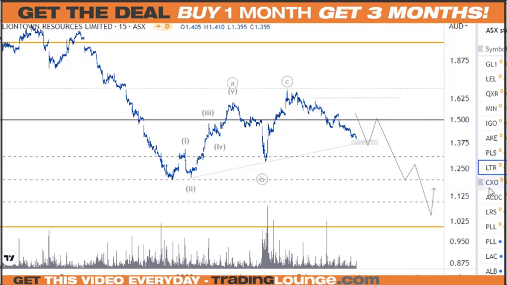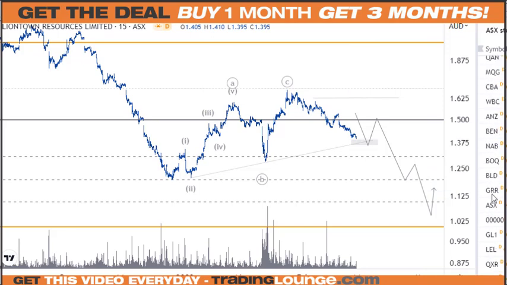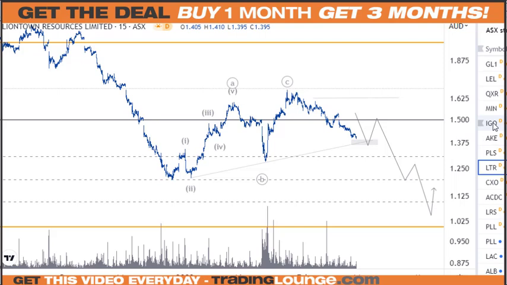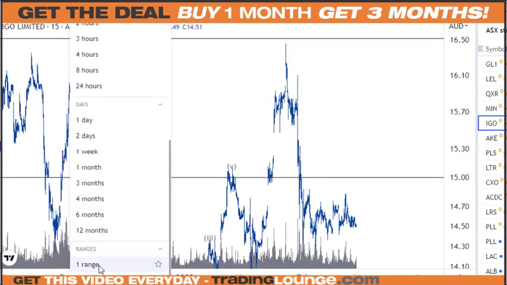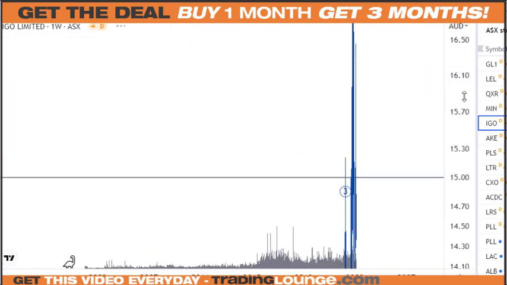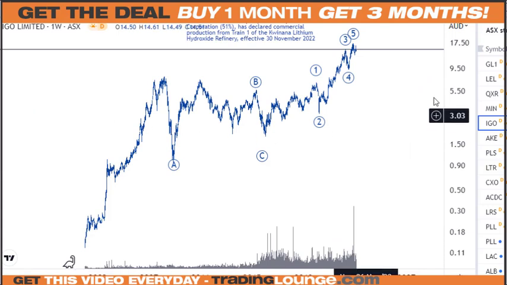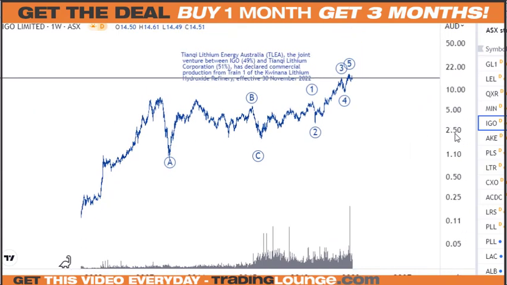I wanted to have a look at Focus. Also wanted to give a warning sign on IGO as well, if I can probably scroll past it here. And just going to go to the weekly chart first, or the daily chart. Let's go to the weekly chart here first. So this is log scale.